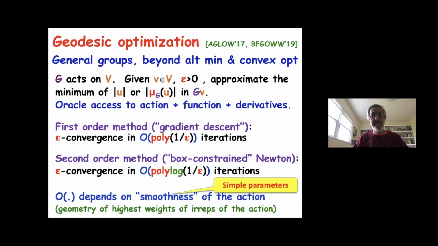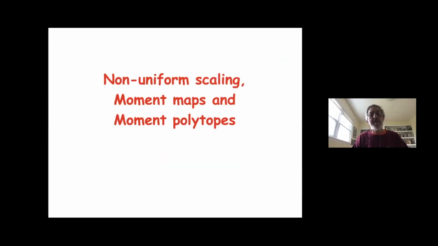All right, so we have this geodesic optimization. I described it mainly for the uniform scaling. I didn't talk about non-uniform scaling yet. I want to talk about it and what it leads to, because it's another absolutely magical thing and hopefully very important for applications. So I want to talk about non-uniform scaling and how moment maps give you moment polytopes.